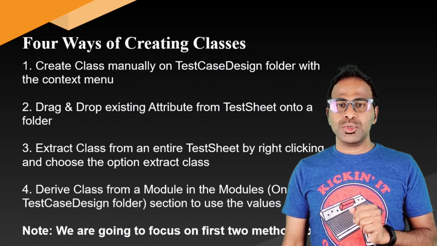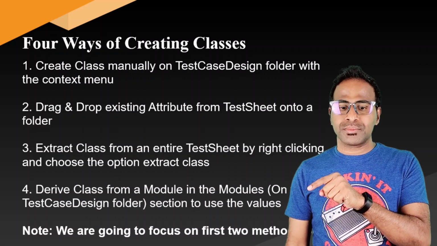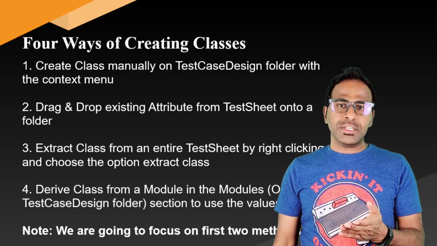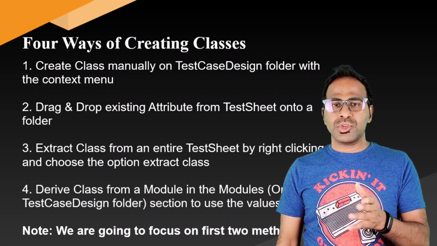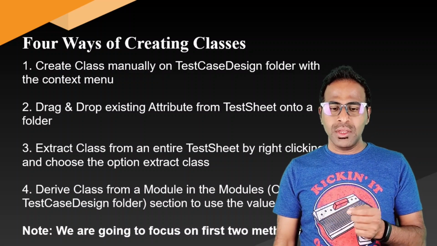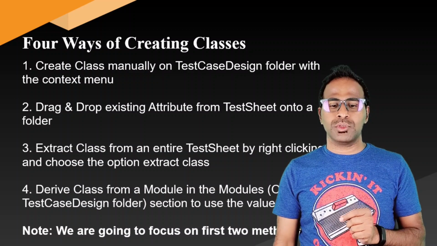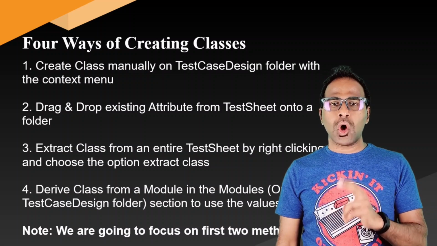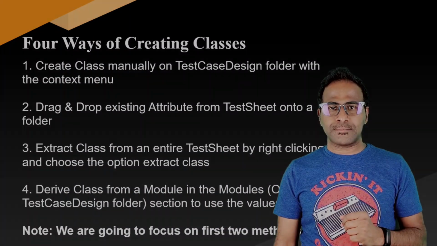The fourth method is that you can also derive a class from modules. There is a module called modules in TRICENTIS Tosca. If you visit my previous videos related to Automation Specialist, you will understand what a module is. So you can derive your class from the module also. So these are all the 4 different ways. But in this session, I'm going to talk about the first 2 ways of creating classes.